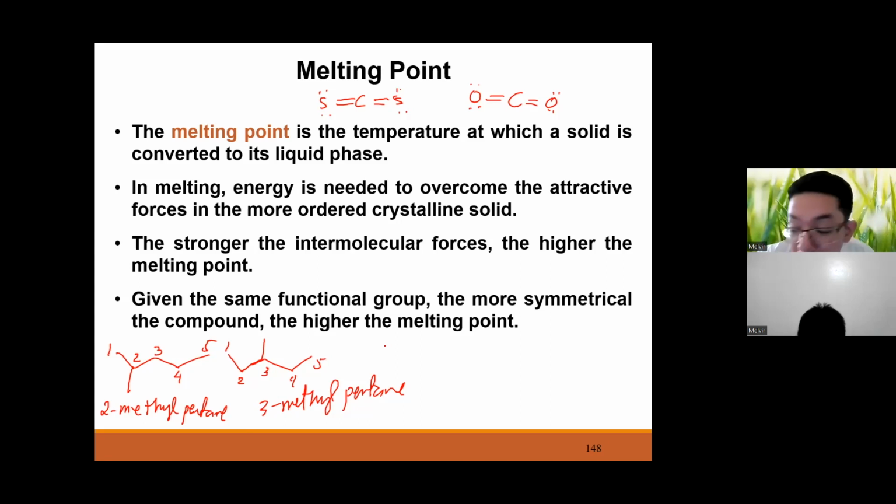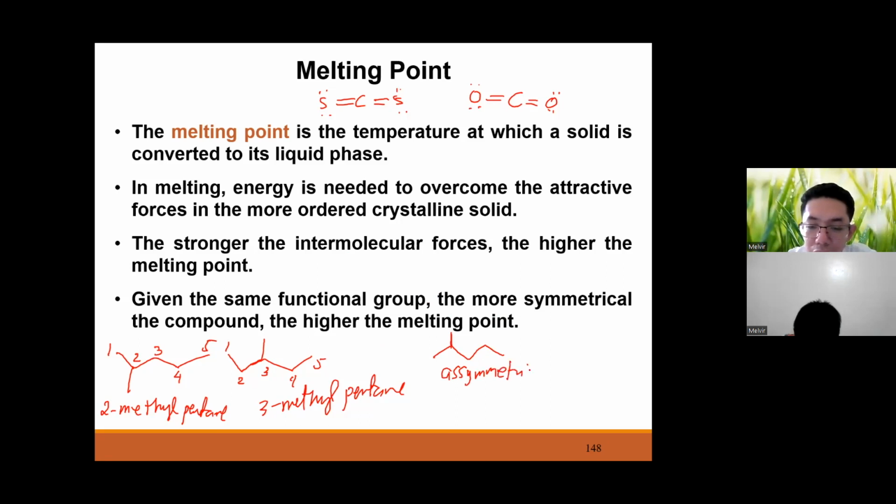Which one again has the higher melting point? 2-methylpentane? Why do you think so? Because it is symmetrical? The 2-methylpentane? It is asymmetrical. Okay. If it is asymmetrical, is its melting point higher? So it is lower. Correct.